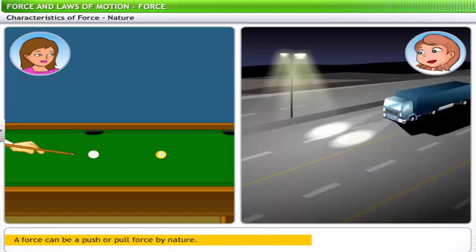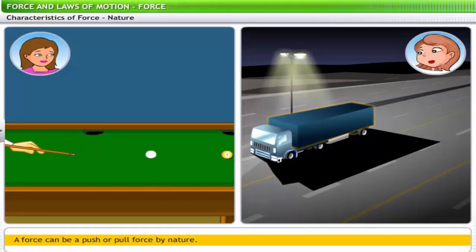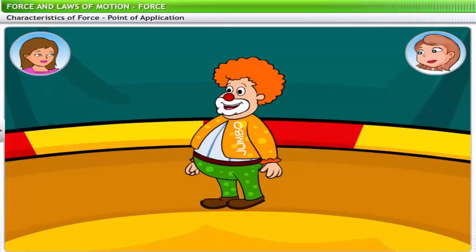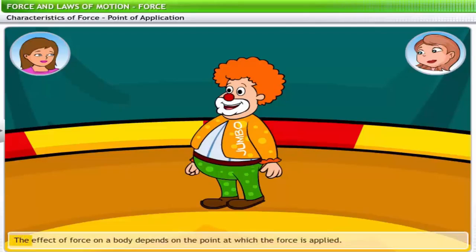A force can be a push or pull force by nature. For example, a queue pushes the billiard balls forward, while a truck pulls a trailer behind it. Finally, let's look at the point of application of a force. The effect of force on a body depends on the point at which the force is applied.